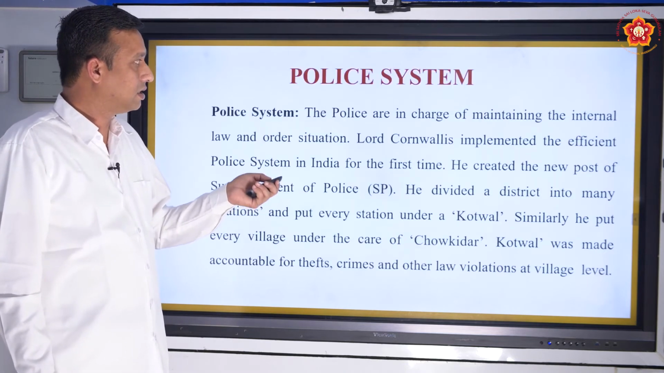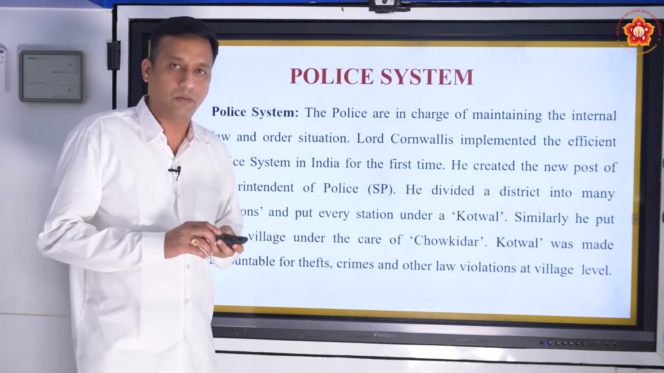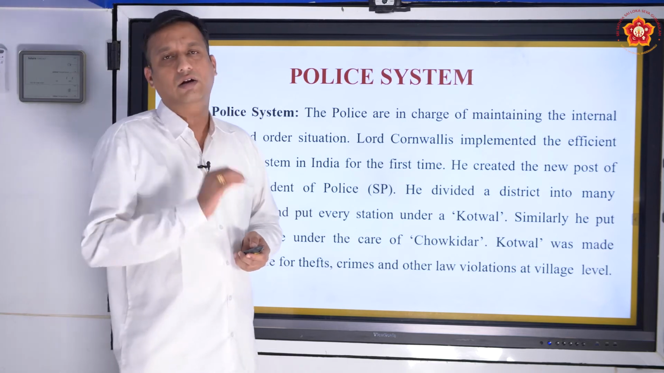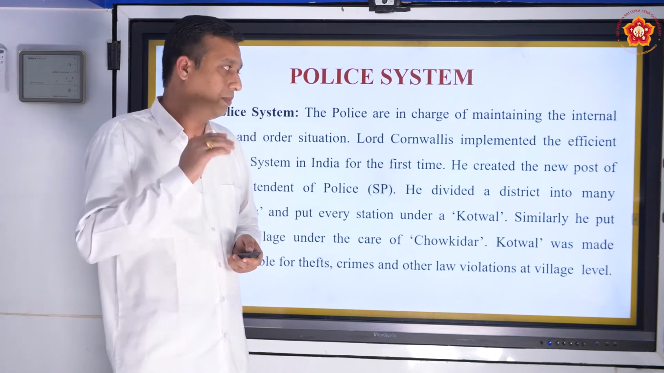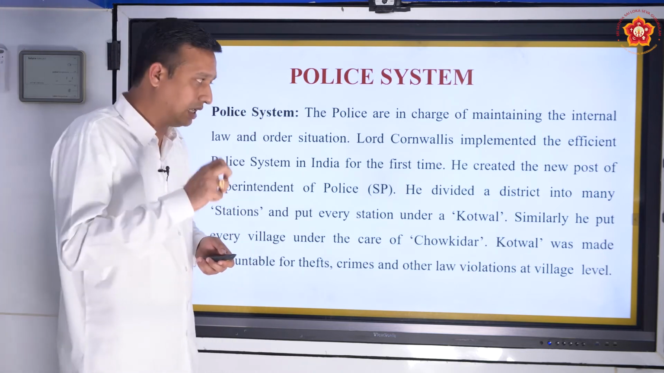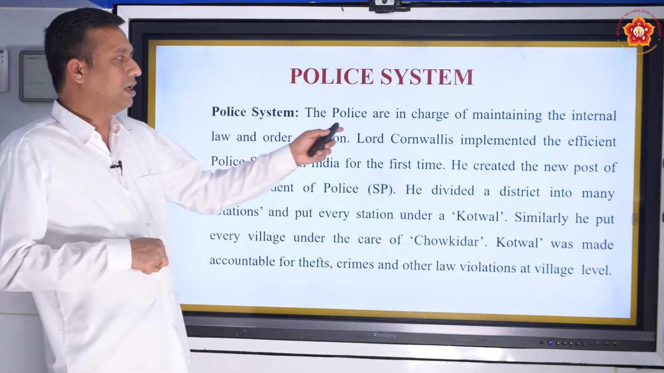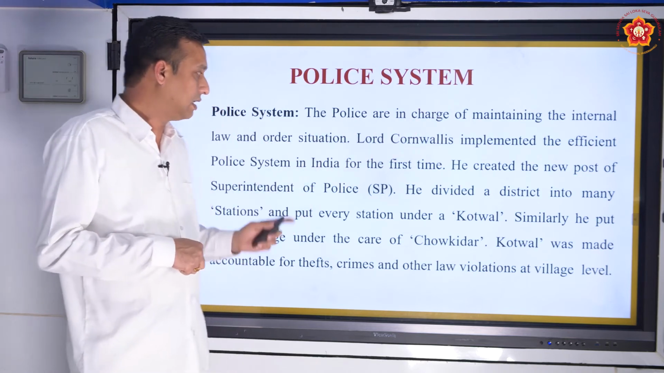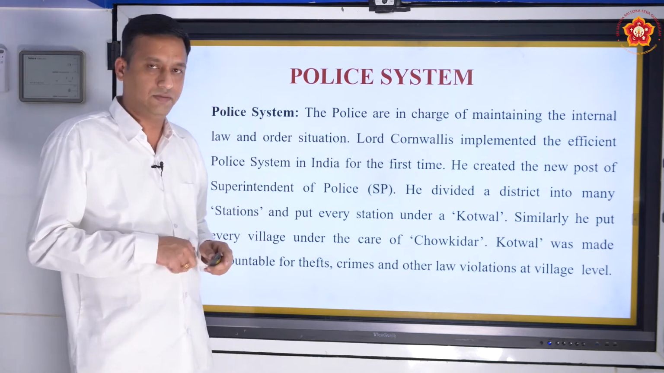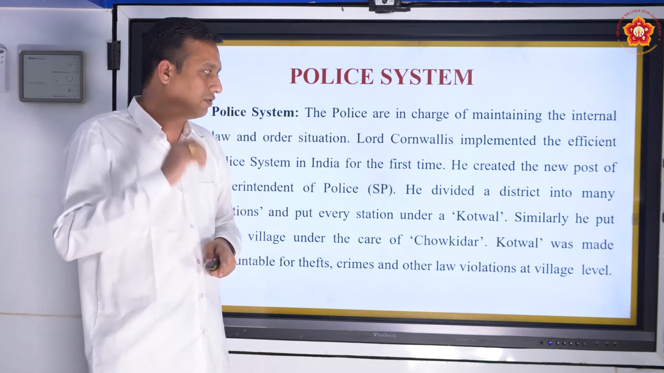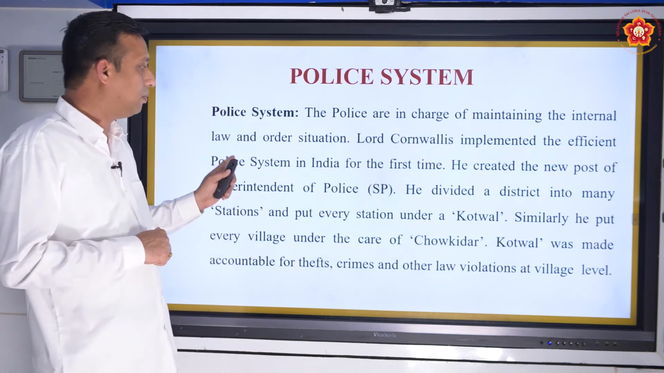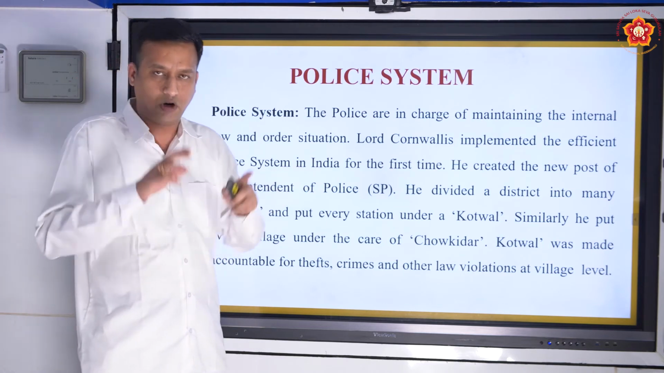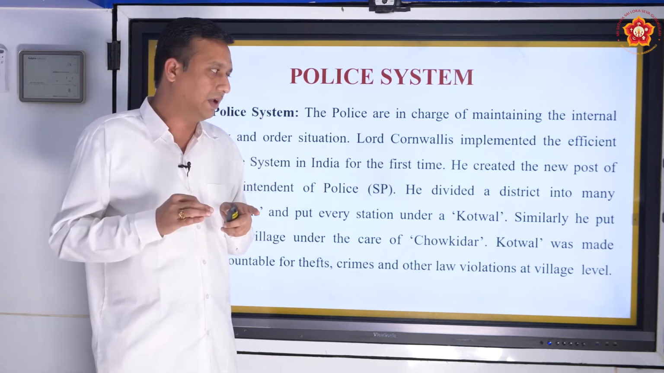Now coming to the police system, because maintenance of law and order is the duty of the police department. In India, that is the Home Ministry, Home Department, for maintenance of internal law and order. The police are in charge of maintaining the internal law and order situation. Lord Cornwallis implemented an efficient police system in India for the first time, bringing uniformity and a systematic way.